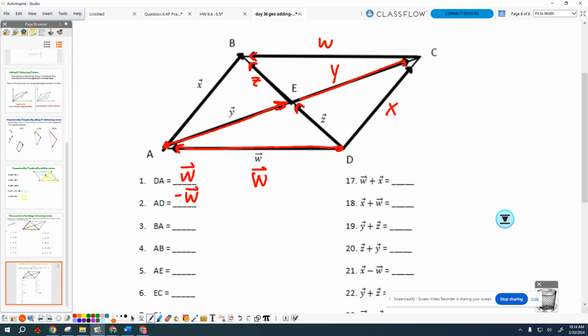Negative C to B. Negative W. Or no, W. Wait, what am I calling it? Double C? Or should I call it C? Negative W.